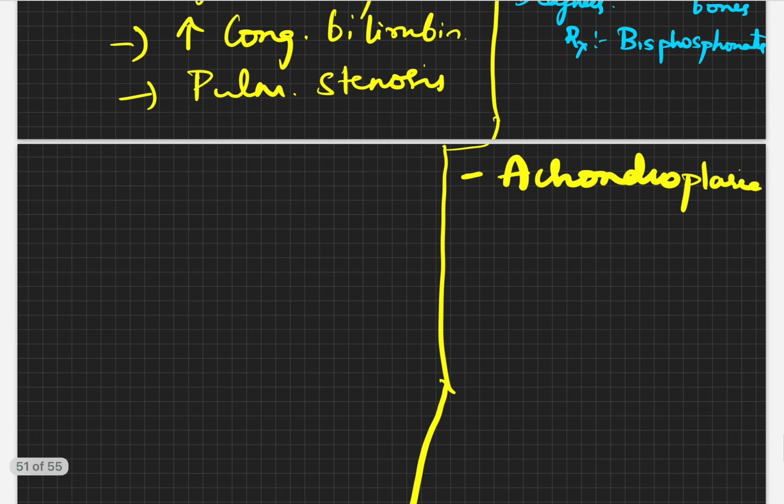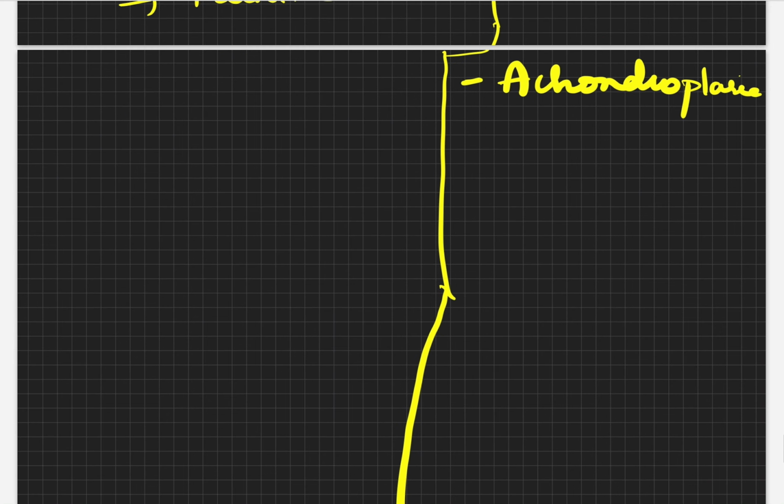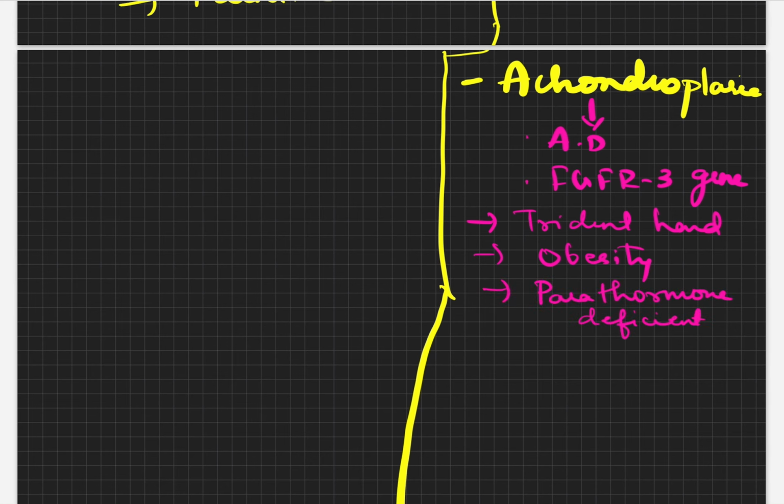And another cause for short limb dwarfism is achondroplasia. Achondroplasia is because of an autosomal dominant condition causing FGFR3 gene mutation, fibroblast growth factor receptor 3 gene mutation, and will have features like trident hand, obesity, parathormone deficiency. IQ is normal in them.